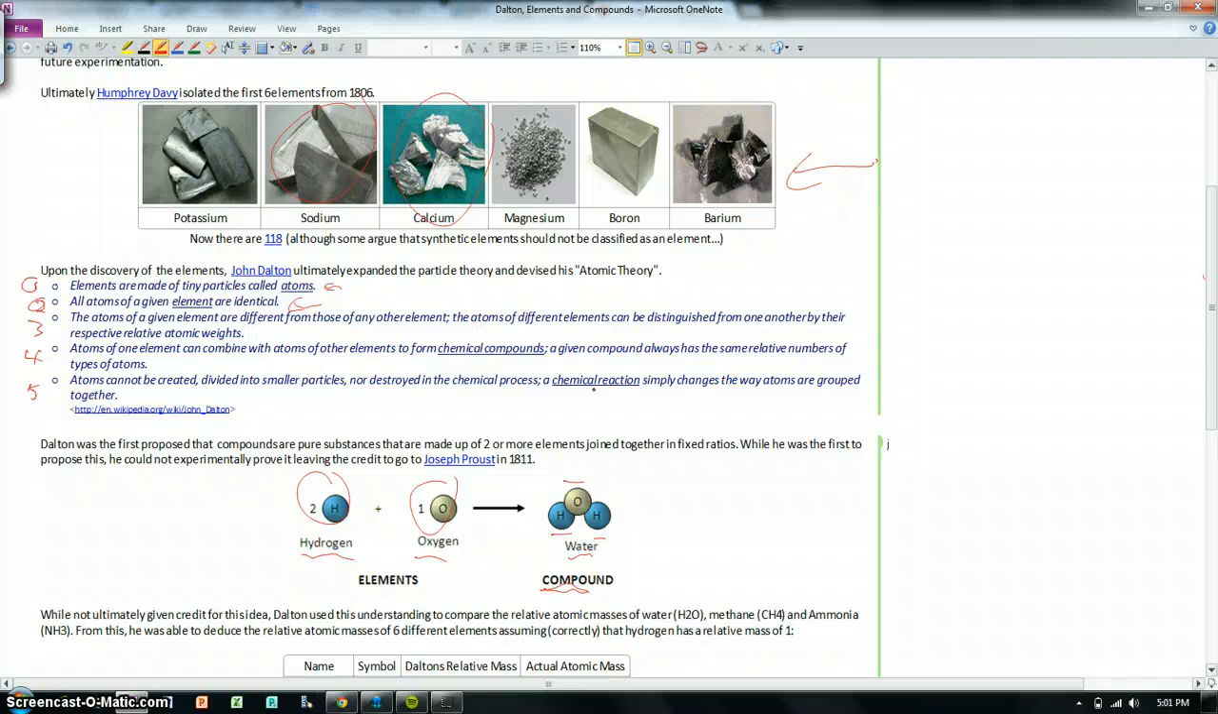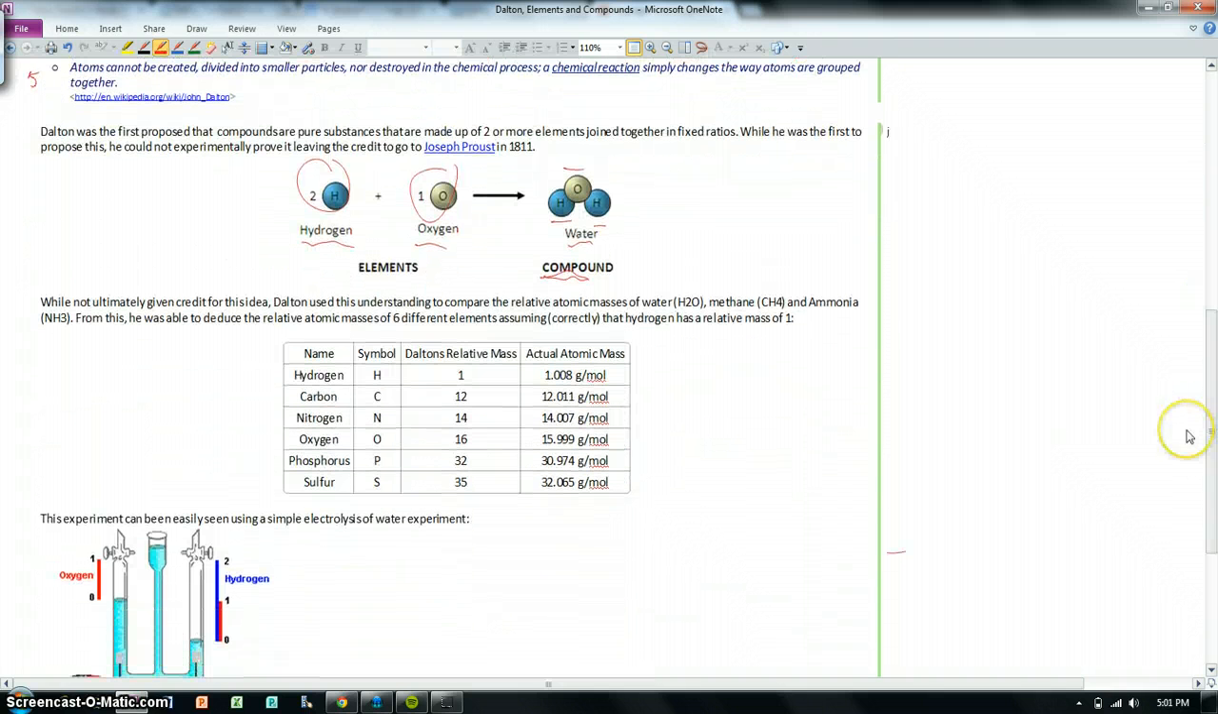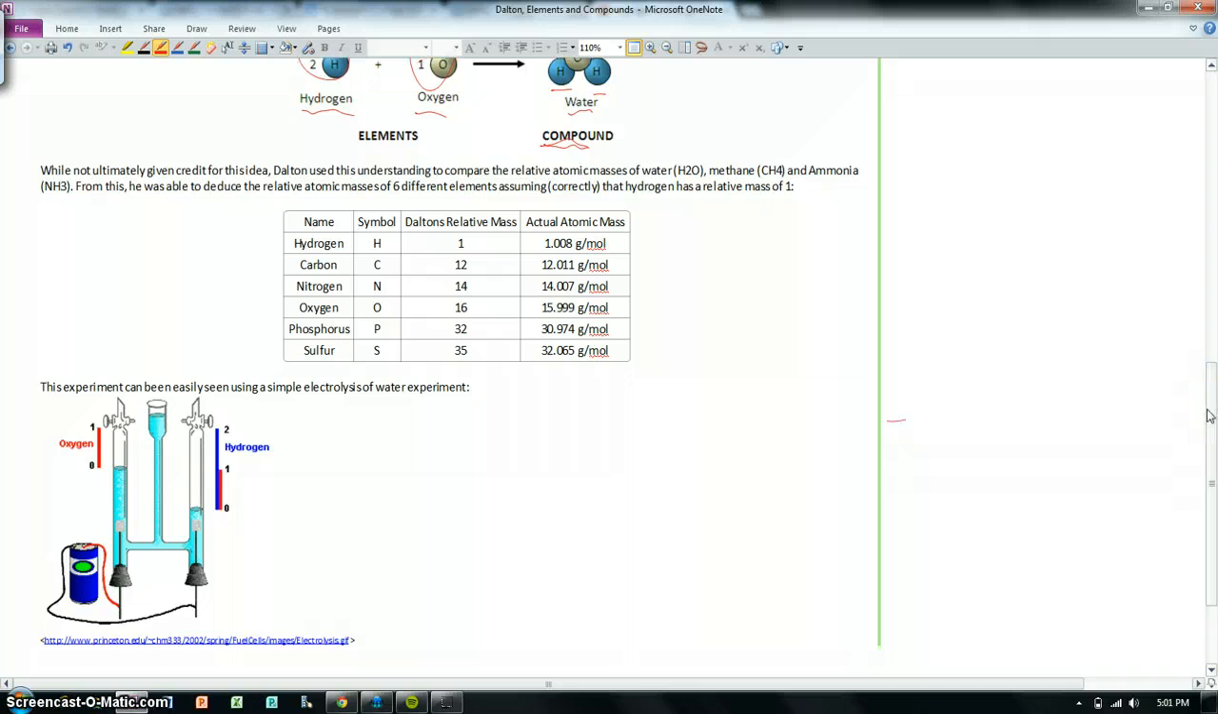Now, he first proposed the idea of compounds, and that they were pure substances. So they were made up of these joined ratios. But he didn't actually prove it experimentally. It was proven by Joseph Proust in 1811. So this is the idea that elements combine to create this compound. Even though he didn't experimentally prove this, he went on to come up with this idea of atomic mass, right? That all the different elements have atomic masses. And he started with these first 6 and determined the actual atomic masses of them.